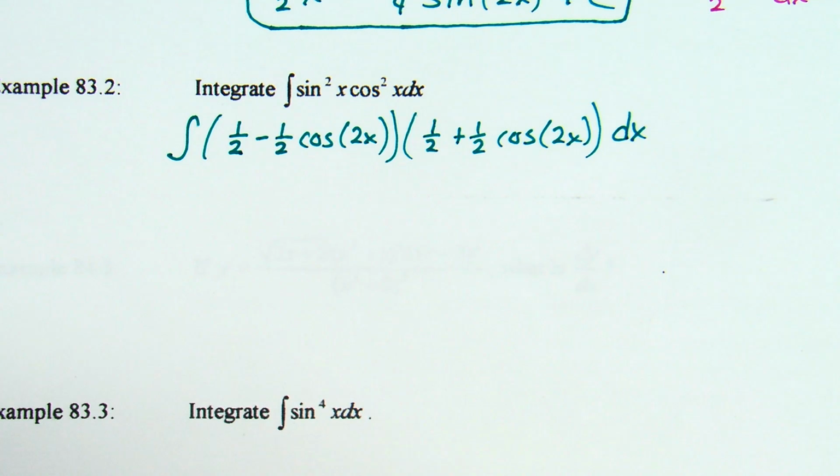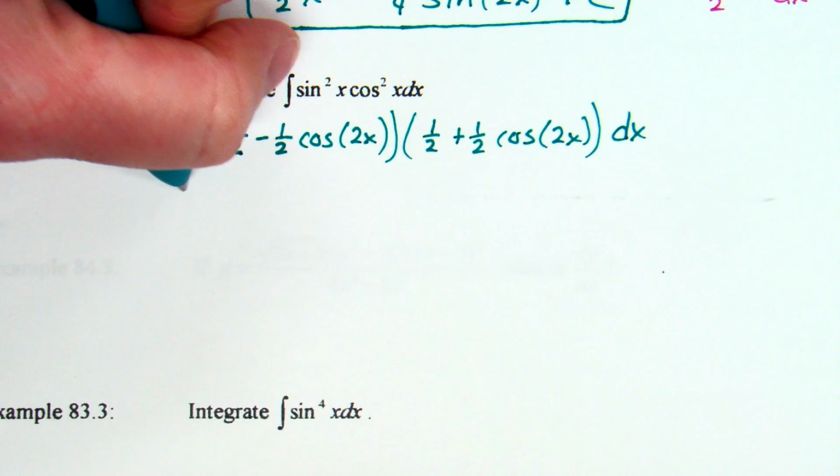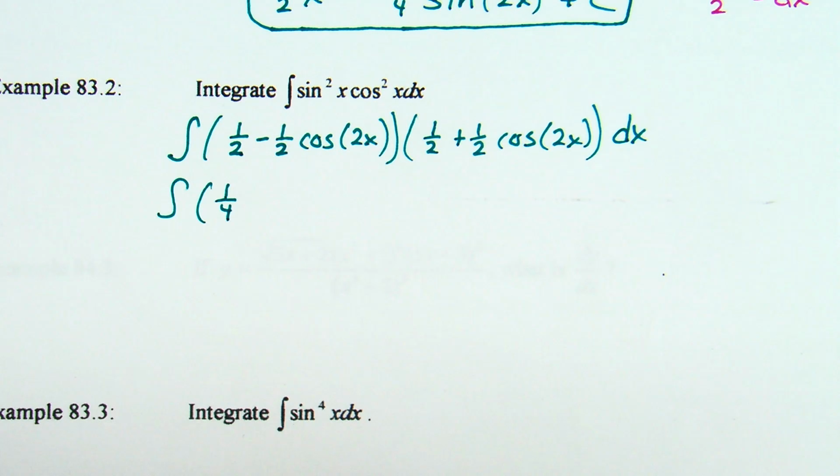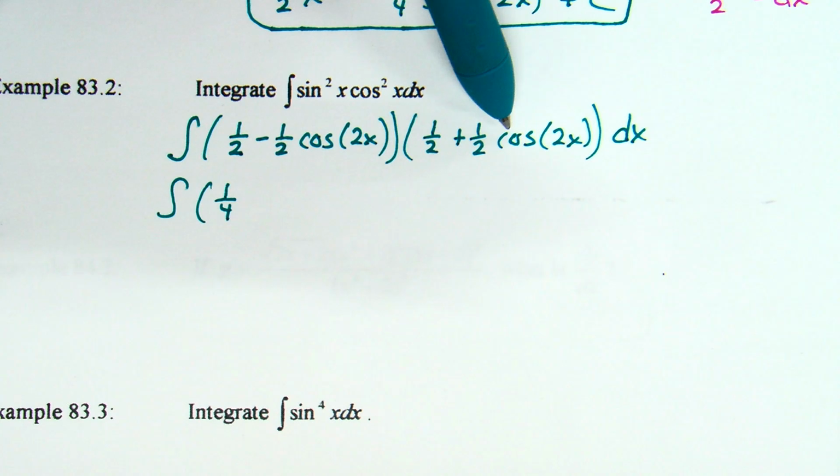Okay. What do I do with this grossness? Foil. Okay, let's foil. So it's still the integral. 1/2 times 1/2 is 1/4. What do you notice about these two factors? They're the same with opposite signs. The vocabulary word there is conjugates. What happens when you multiply the same with opposite signs, or conjugates? The middle terms cancel out, right? So we would have plus 1/4 cosine 2x and minus 1/4 cosine 2x.